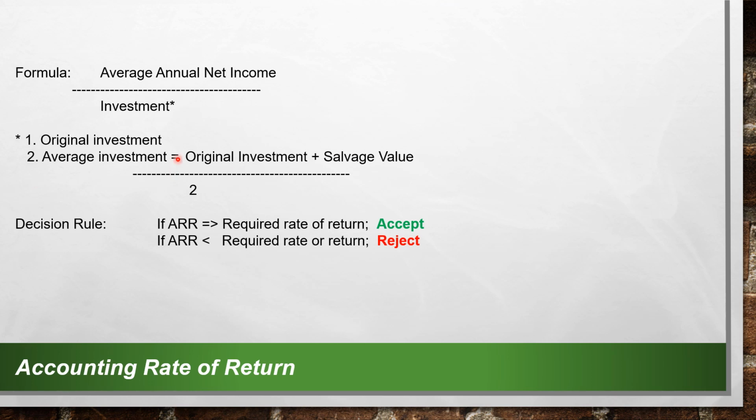Okay, so we have here an asterisk in the investment because there are two kinds of ARR: ARR based on original investment, or ARR based on the average investment. So we get the average of the original investment plus salvage value, divided by 2. Our decision rule: if accounting rate of return is equal to or greater than our required rate of return, then we accept the project. If ARR is lesser than our required rate of return, then we reject.